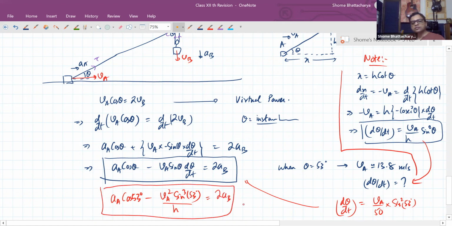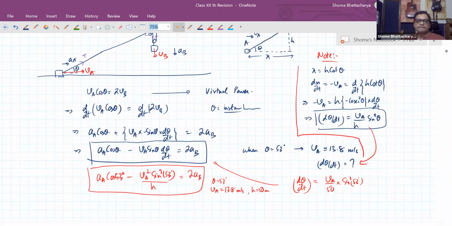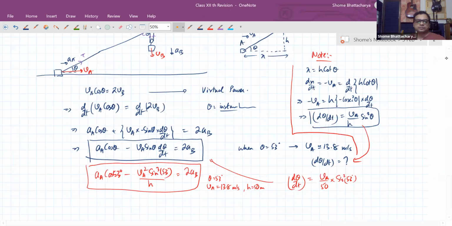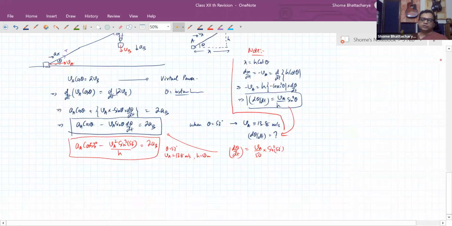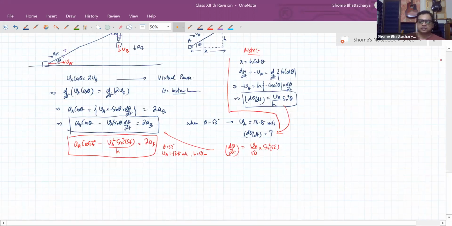Okay, when theta is equal to 53 degrees and VA at that moment is equal to 13.8 meters per second, or actually we know it in square terms also, so we'll just use that value, and h is of course 50 meters. So a constraint relation is that much more complicated in a situation like this. So be very careful when you are working on the constraint relation between the accelerations.